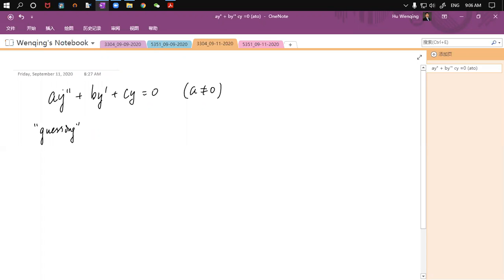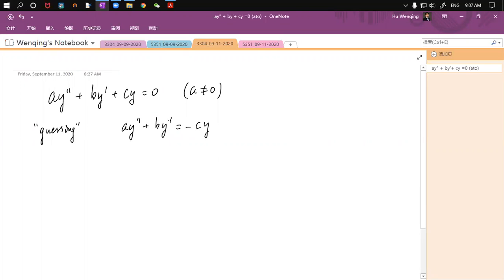It looks like it says that no matter how many derivatives you take, you do a linear combination of these functions with derivatives, it results in a 0. So for what function, no matter how you take derivatives, this one can be written as ay double prime plus by prime is minus c of y.